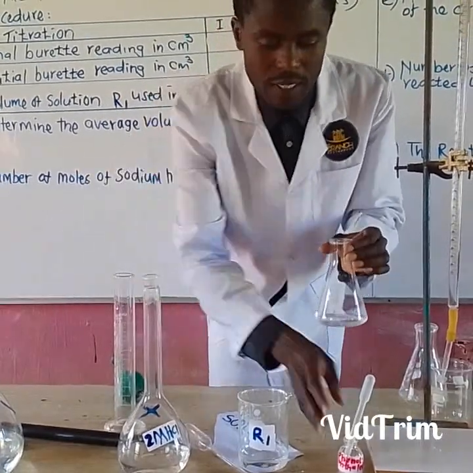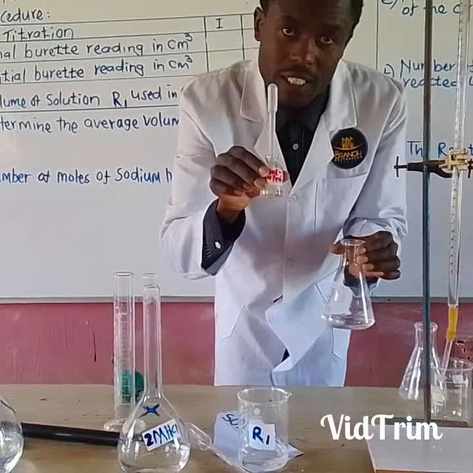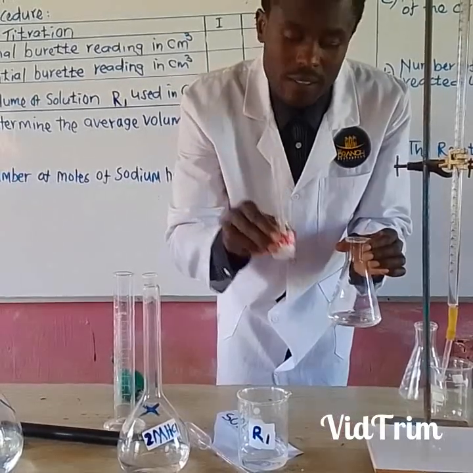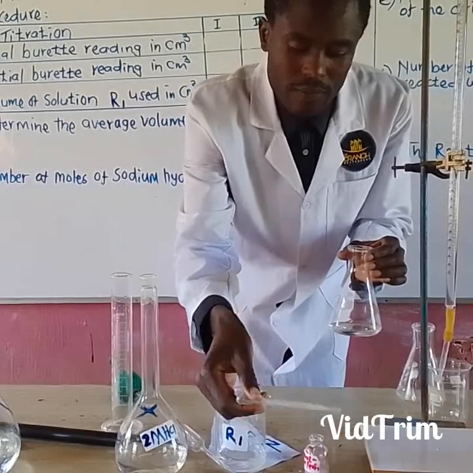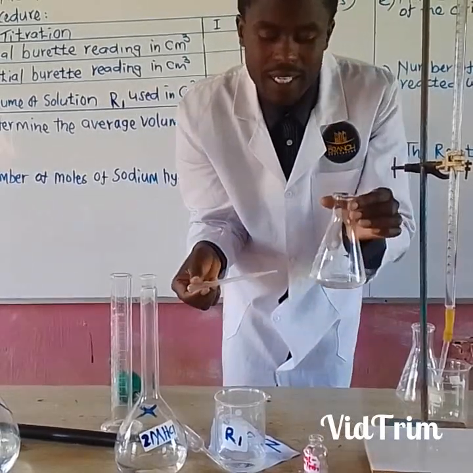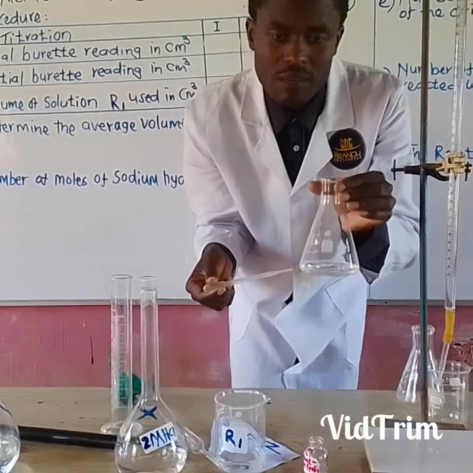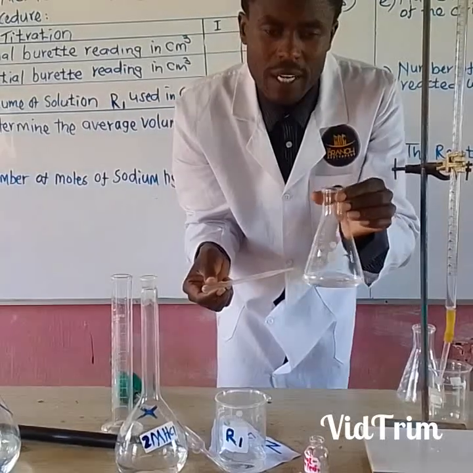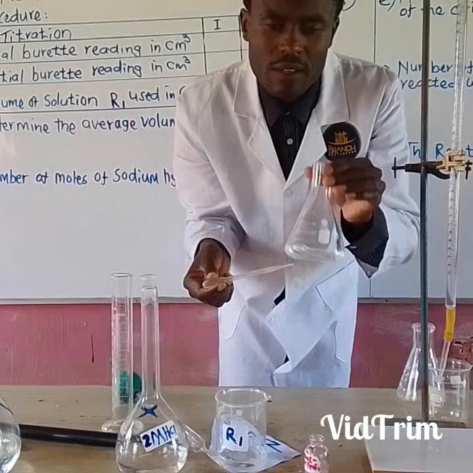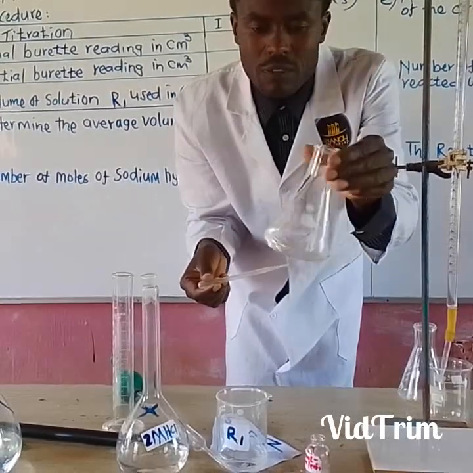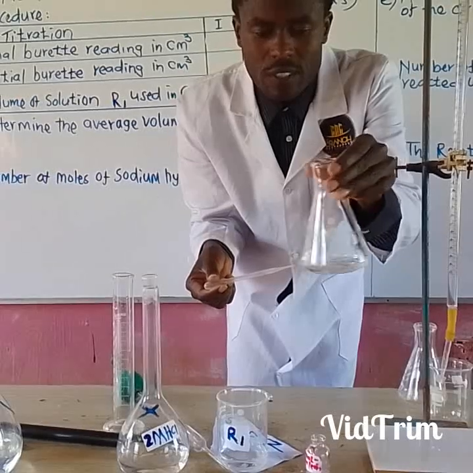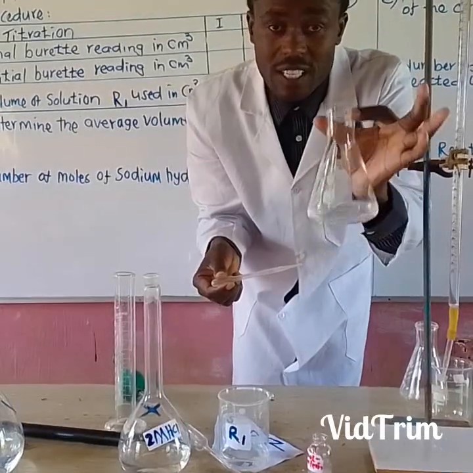So my student, procedure number seven, I take phenolphthalein indicator using a dropper like this. Then I add 3 drops to this sodium hydroxide solution Y, and it is only 25 mils or centimeter cube. But initially look at the color of sodium hydroxide solution Y, it is colorless.